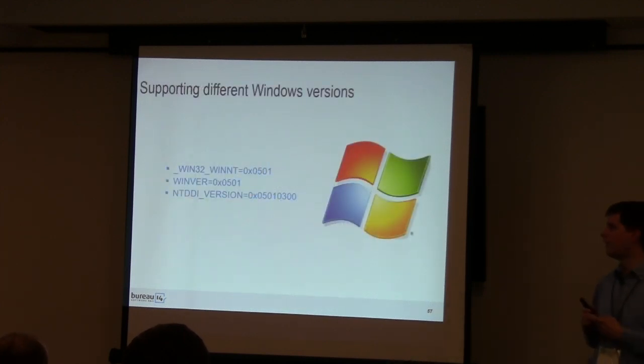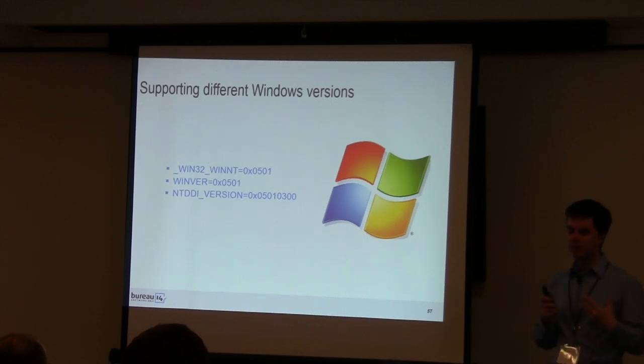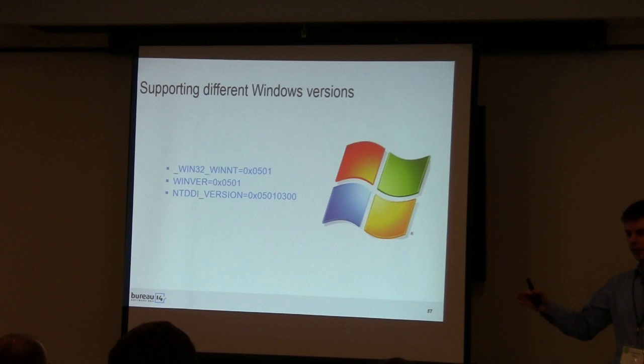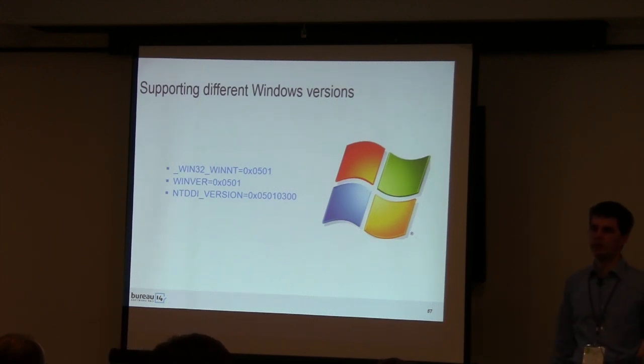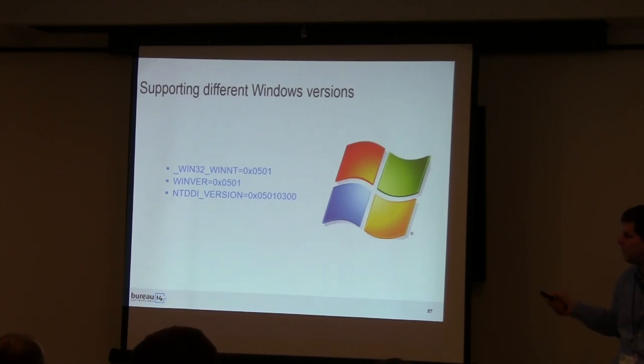On Windows, you have to be very explicit about what you support, because you include windows.h, and maybe you want to use a new version, but then it's not going to run on Windows XP. So this is what you do if you want to run on Windows XP Service Pack 3. But maybe today it's reasonable to say I want Vista or 7 or later.